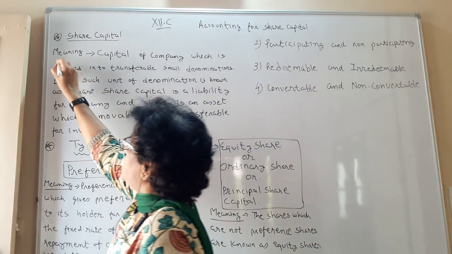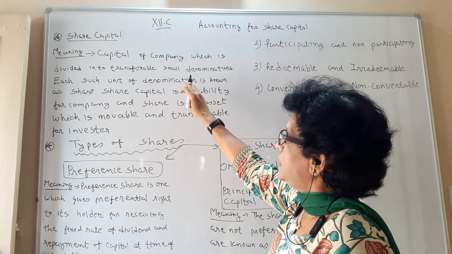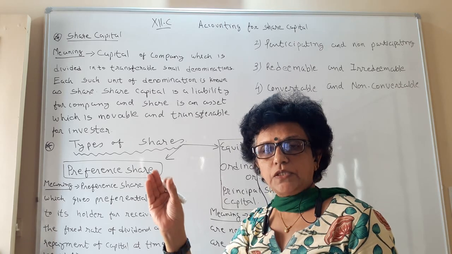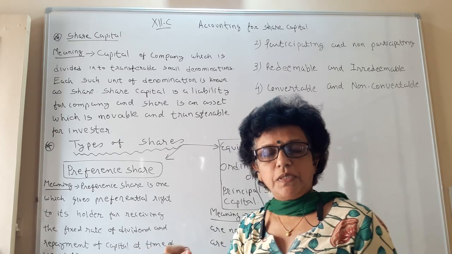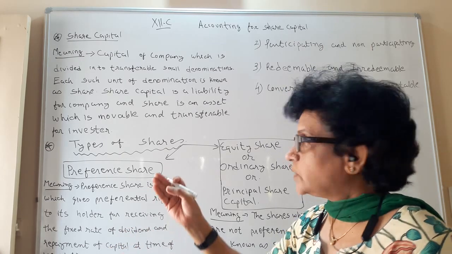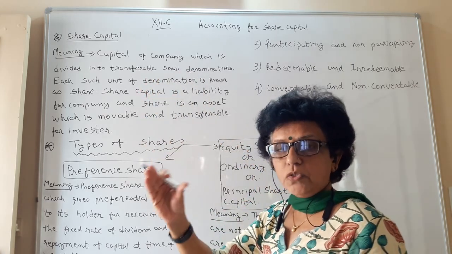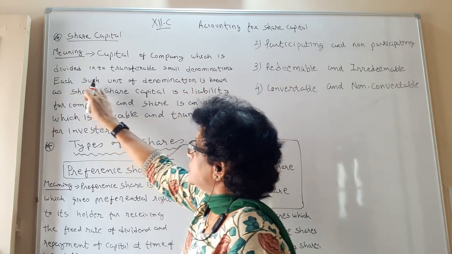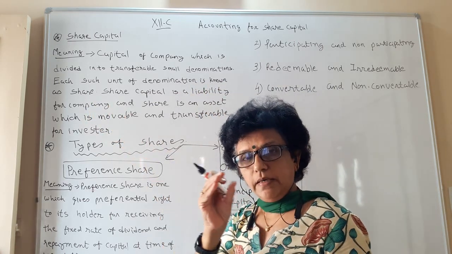The meaning of the share capital, it says that capital of the company which is divided into the transferable small denomination. What it means? That small denomination you make of rupee 1 or rupee. As per the present scenario, the share capital value may be 1 rupee face value, maybe 10 rupee or maybe 100 rupee. So that particular small denomination you make and you accumulate a huge amount, that is what collectively known as a share capital. Each such unit is in the denomination is known as a share. Individually you called it as a share.